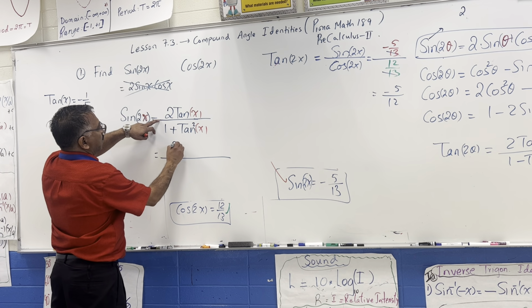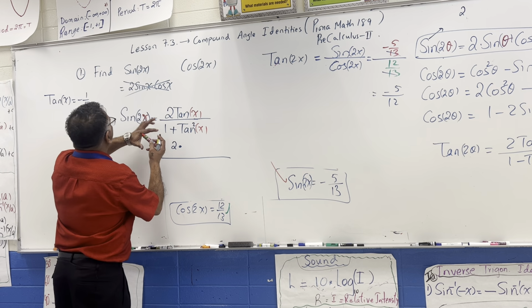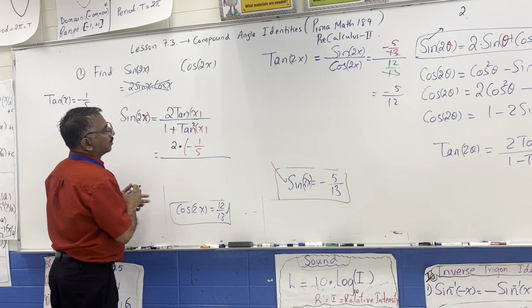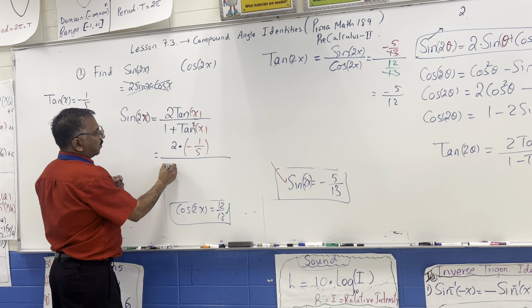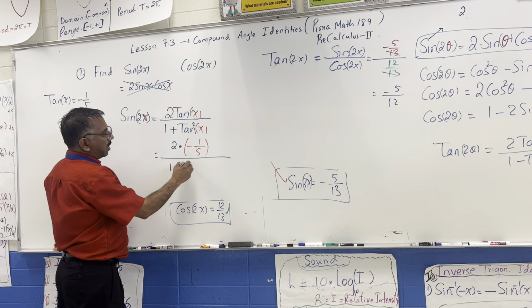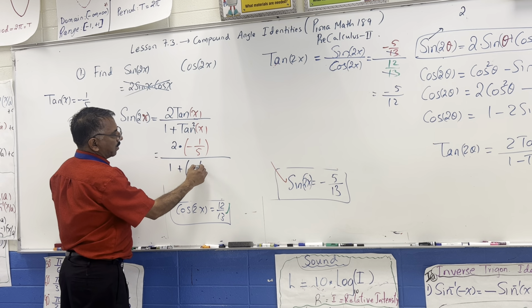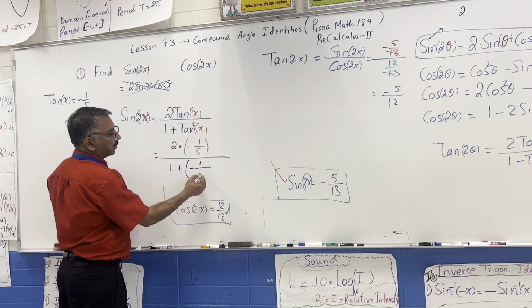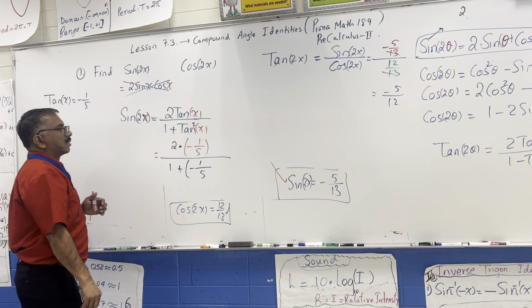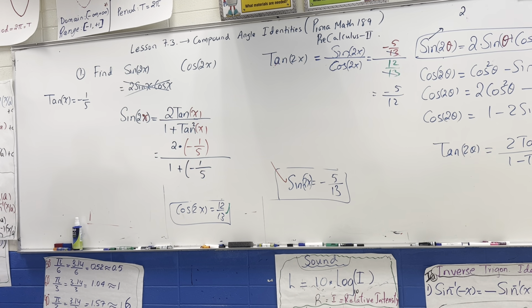So let's plug in 2 times the tan x, which is right here, -1/5. And this is 1. The only problem here is there is a 1 plus, that's why. And again, minus 1 over 5. 1 plus, and you have to square, right?